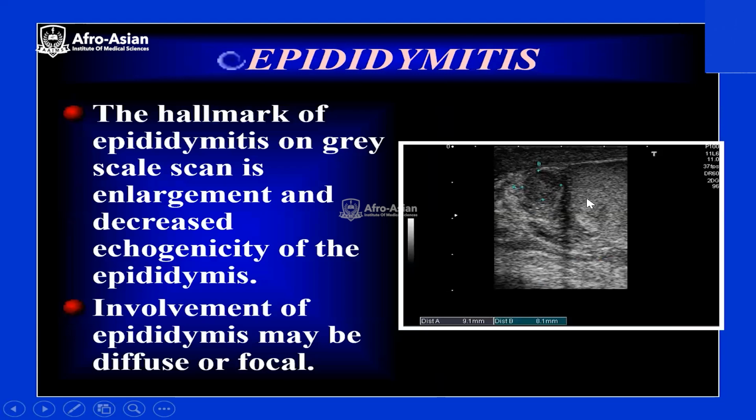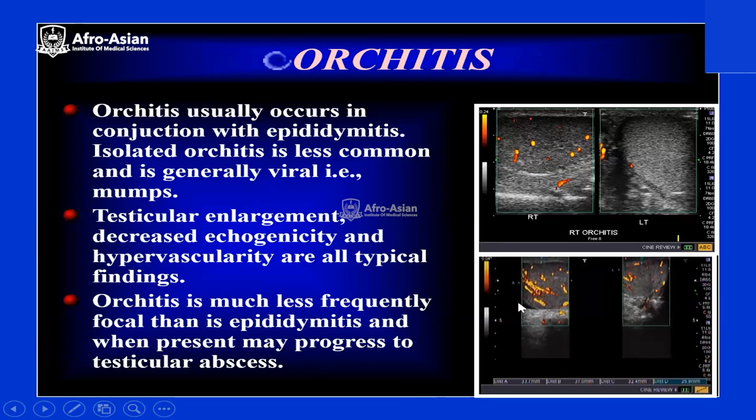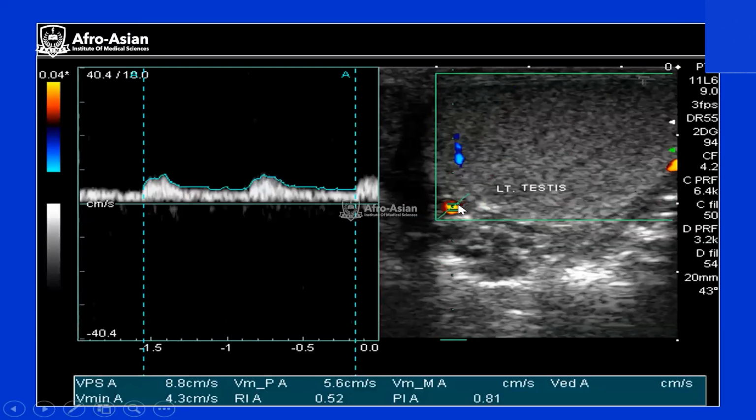In epididymitis, the testicle is normal. The epididymis is showing swelling. This is the inflammation, epididymitis. Orchitis is inflammation of the testicle. Here it is on power Doppler. We can assess the vascularity on spectral Doppler also.